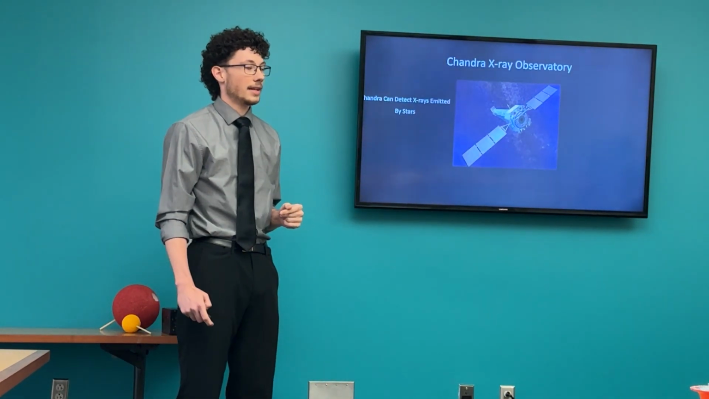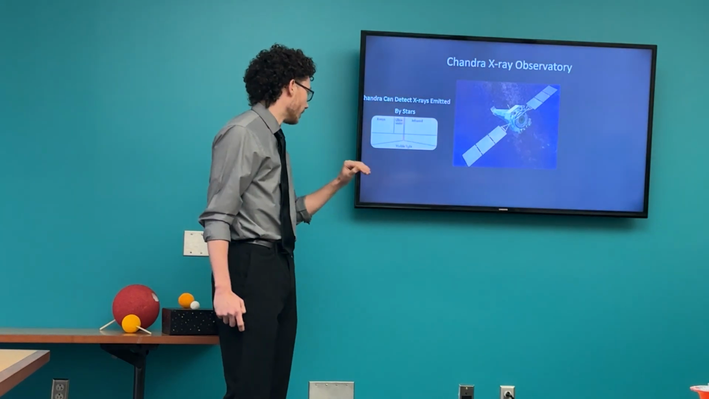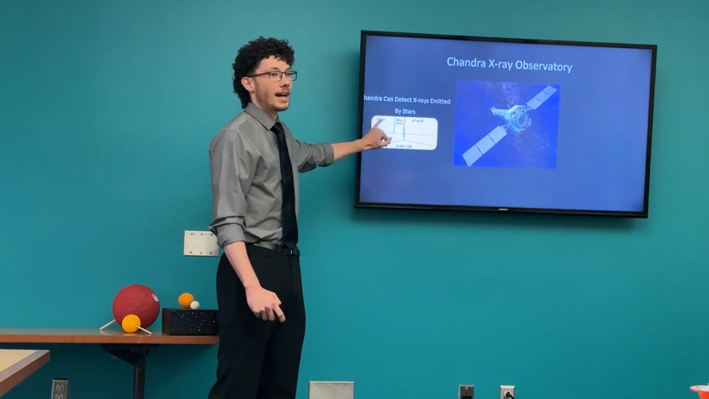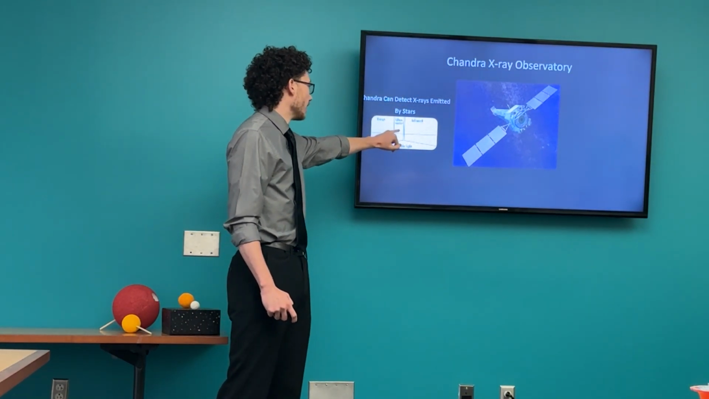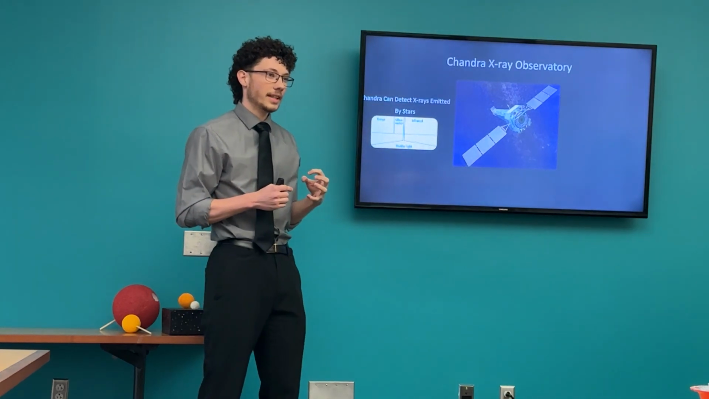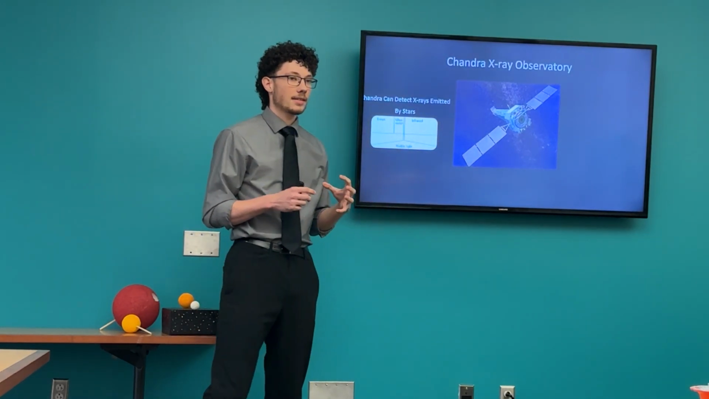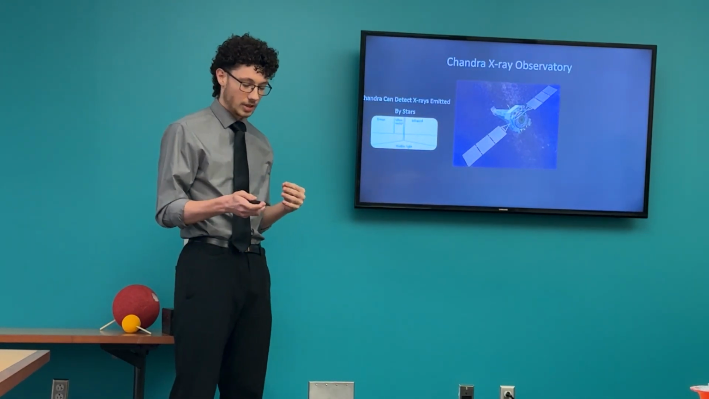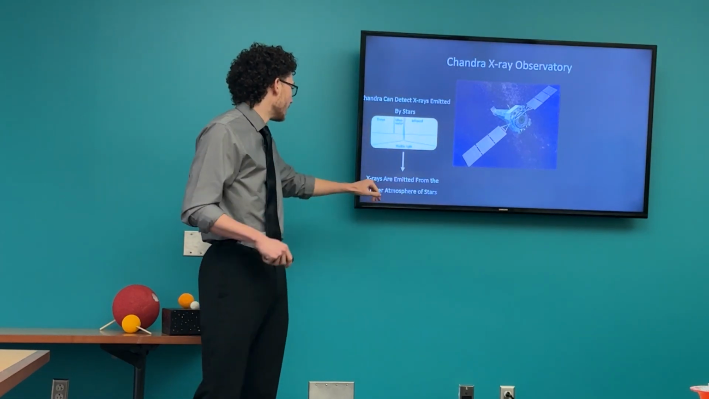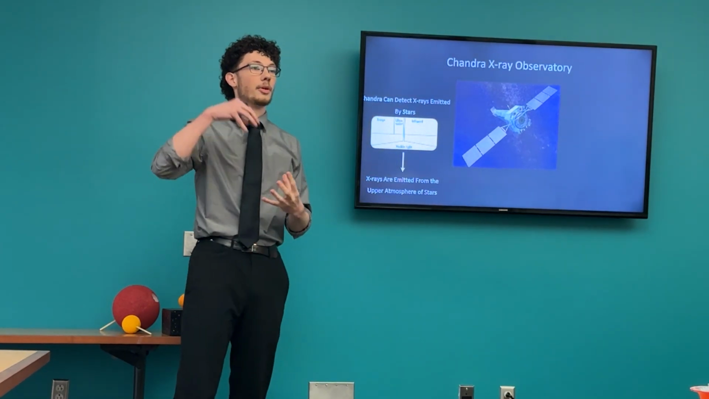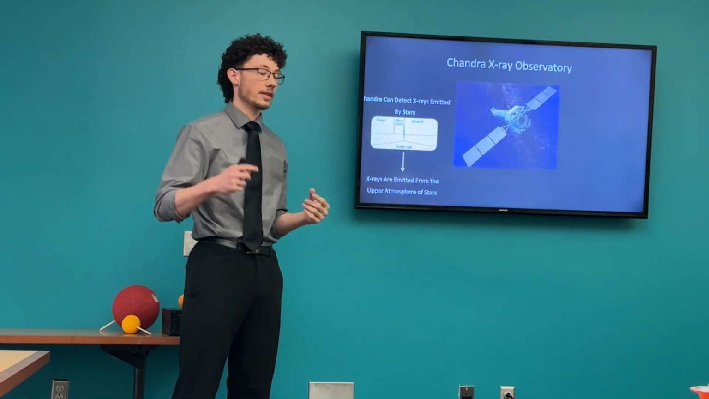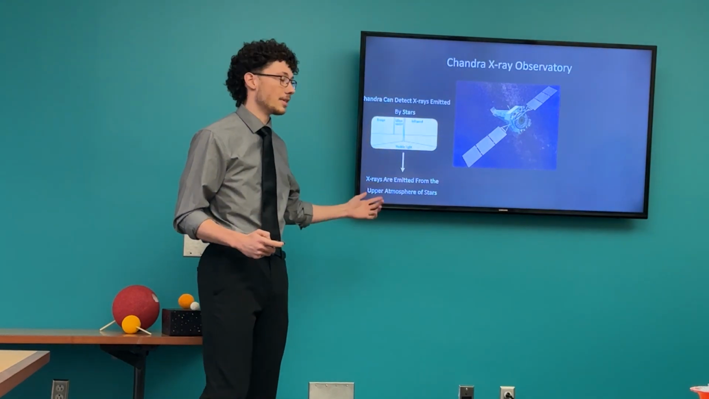And Chandra can see in the X-ray, which if we go back again, is even higher energy than our UV. Except stars don't really output that many photons with that much energy. And so what Chandra is actually seeing is the X-rays that are emitted from the upper atmosphere of the star, the corona, where the star will become more active from the spin up.